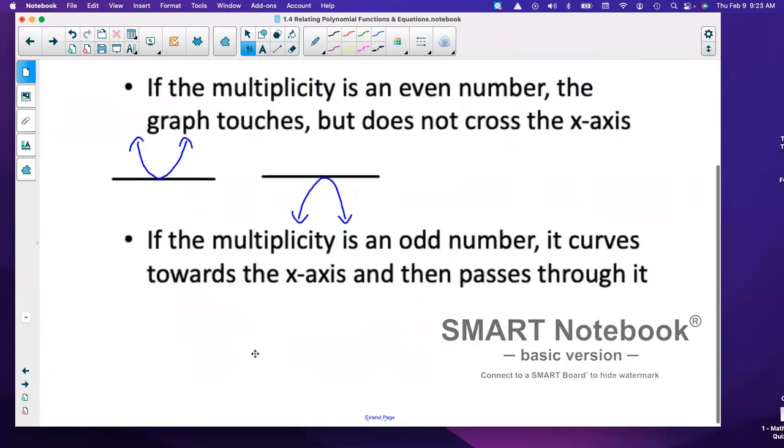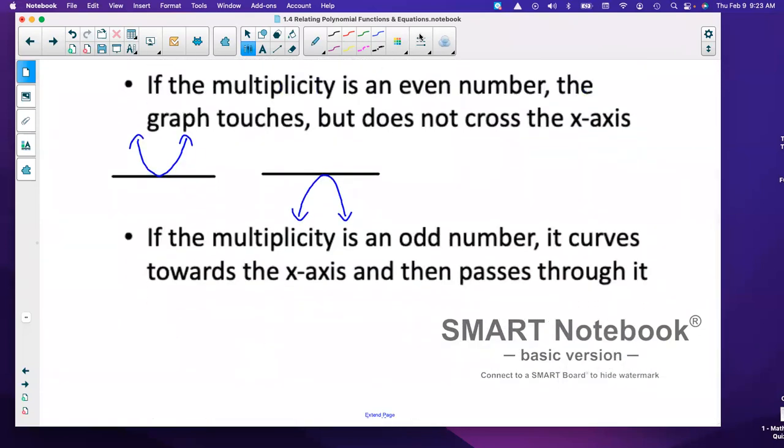Now, if the multiplicity is an odd number, it's going to curve like it does for the even ones. However, it is going to still pass through the axis. So it can look like this first one where we're curving towards the axis and then it passes through, going from a low value to a high value, or we can go the opposite way, high y value down to a low y value.